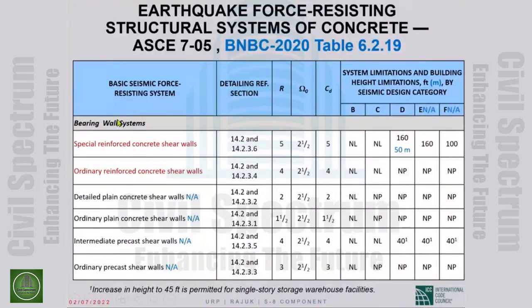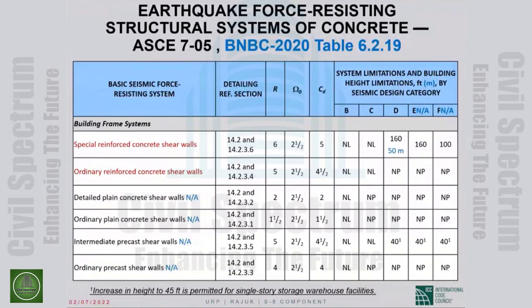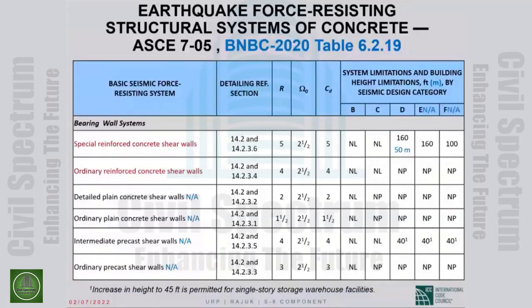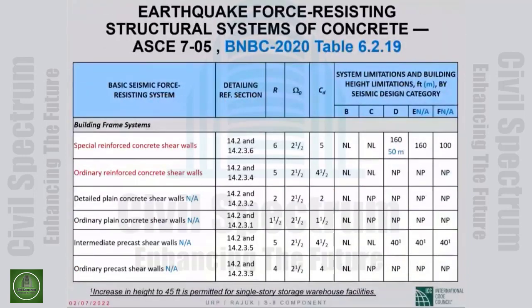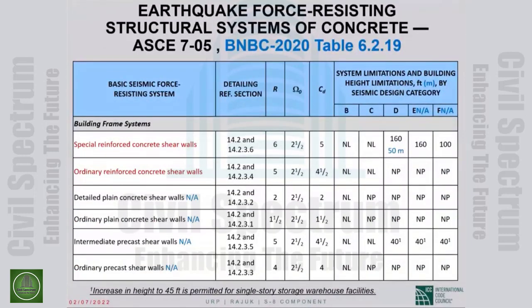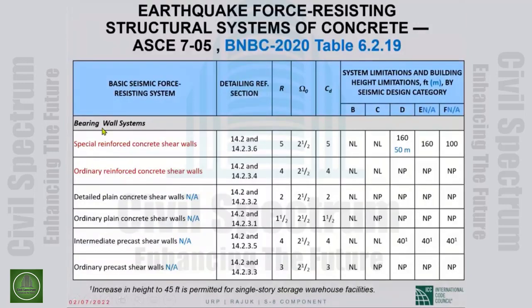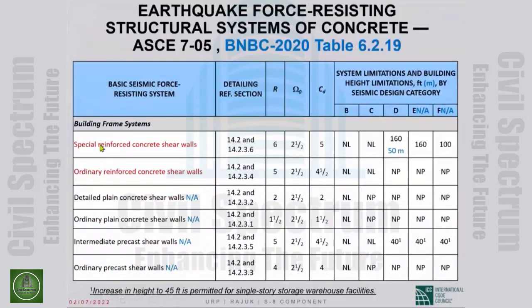Then bearing wall systems, I have listed the R values in ASCE 7, special reinforced concrete shear walls, the 5 that I pointed out. Ordinary reinforced concrete shear wall, it goes down to 4. Anyway, it's a much more extensive table. The bearing wall system, some of the concrete systems are listed, and building frame system, again, some of the concrete systems are listed. The special, a bearing wall system with special reinforced concrete shear walls, R is 5. A building frame system with special reinforced concrete shear wall, R is 6.